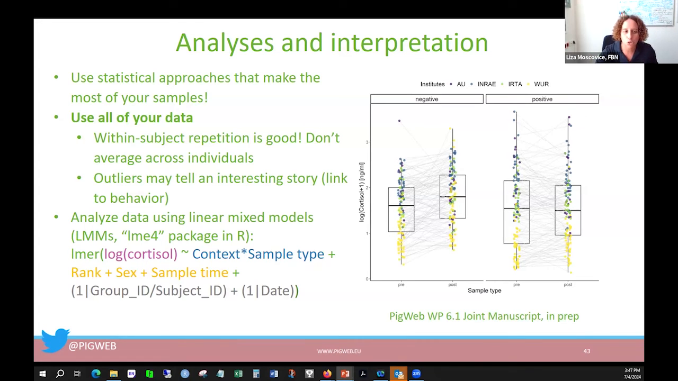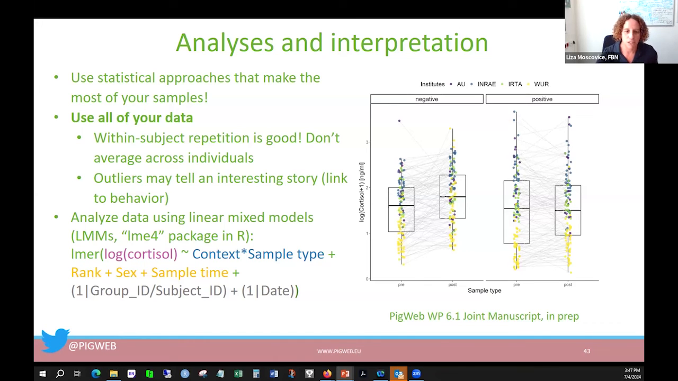Put in control predictors in orange. They could involve rank, sex, definitely the time of sample collection, which we know influences things, and put in random effects in gray here. Random effect for subject, because you're repeating it. You have repeat samples from the subject. A random effect maybe for each group that the subject was in, the day of sample, etc. And then here is this showing this result.